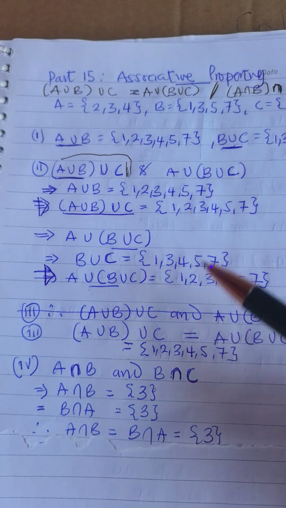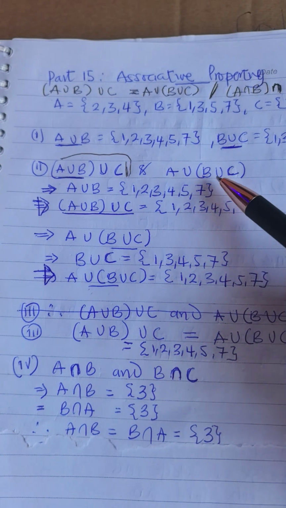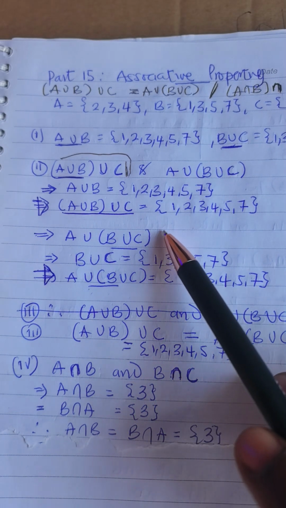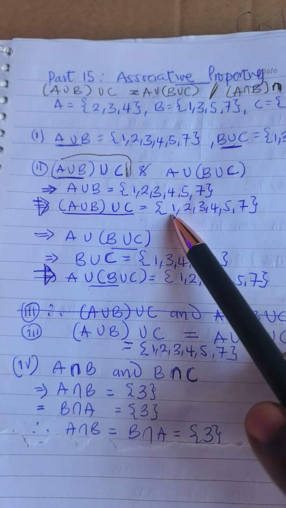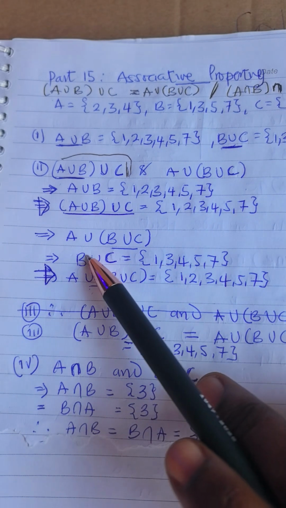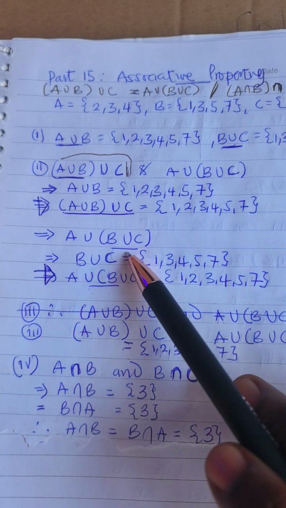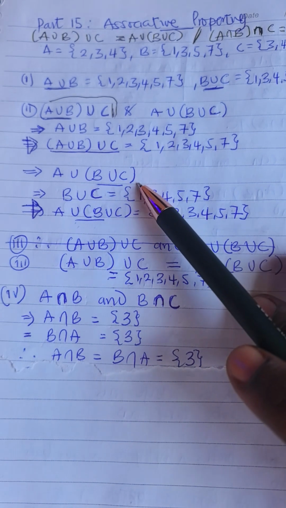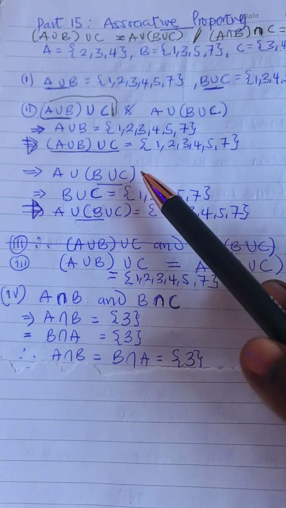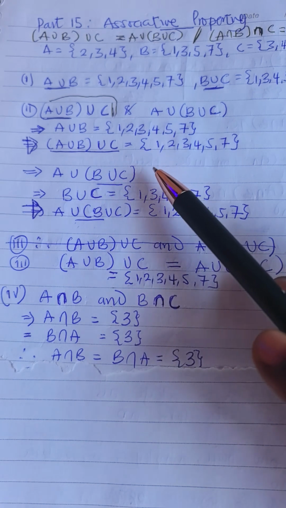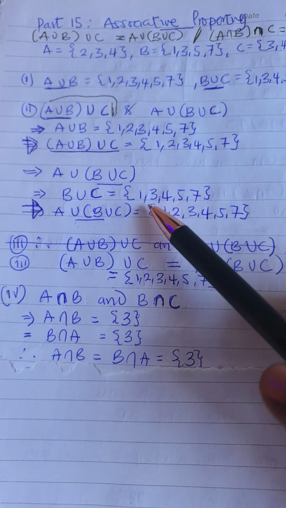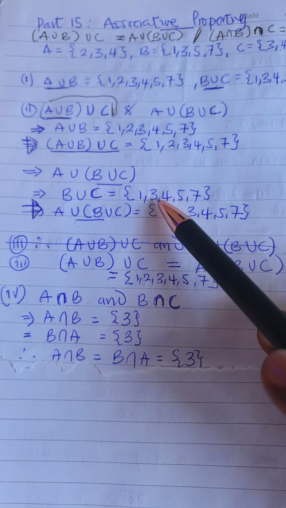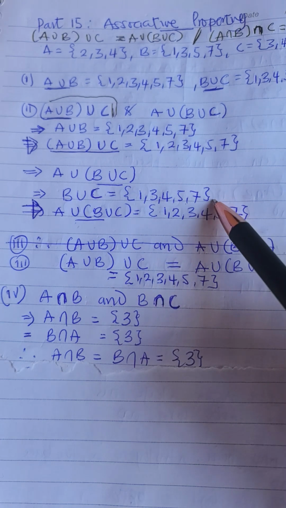Right. So now let's move on to this side, which is A union, bracket B union C. Okay, so now let's move here. Like I said, anytime you have been given a question to solve, deal with the brackets first. That's the best way to start. So now that we have B set and then C set, let's combine them. 1, 3, 4, 5, 7.